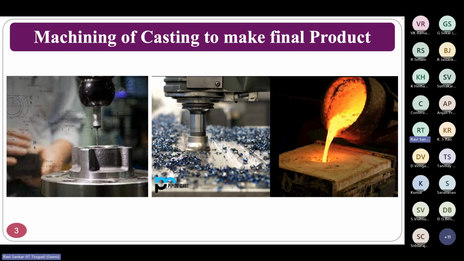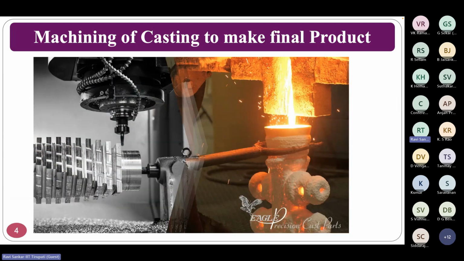Okay, so the machining: you take the casting process and you do the machining of this casting, so that you get the required dimensions of what the customer needs. During this process, for example, if you want to machine this type of large components, then you need to do the machining.